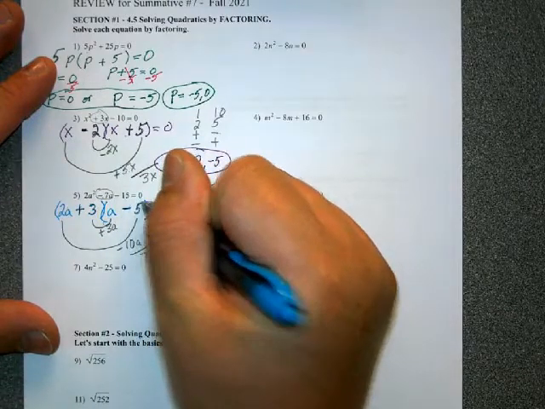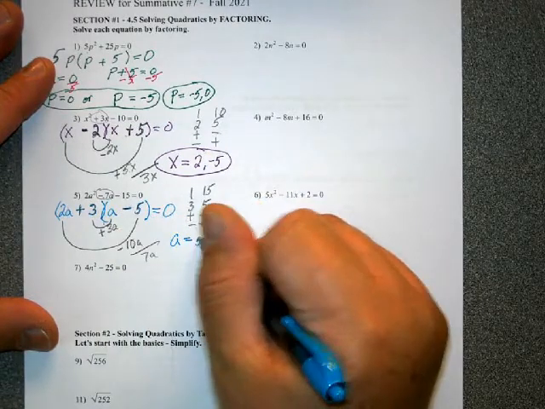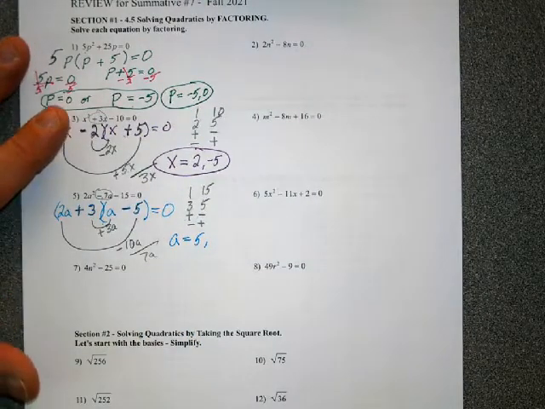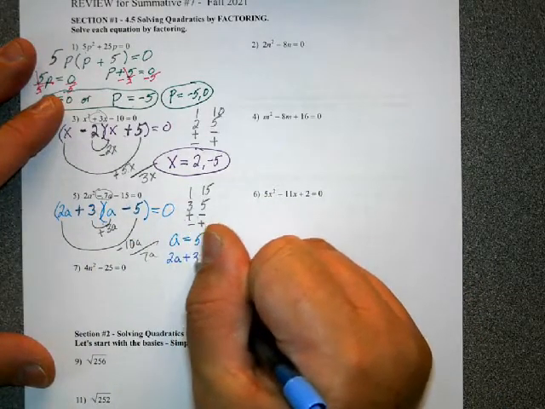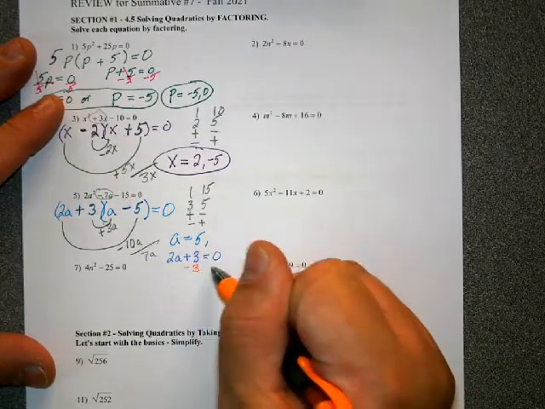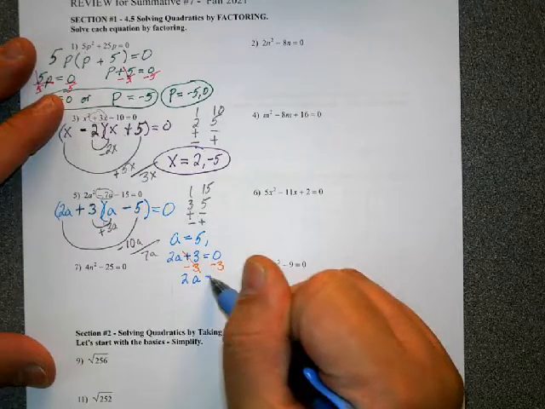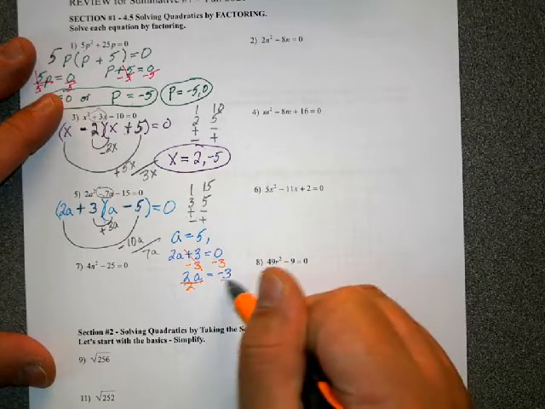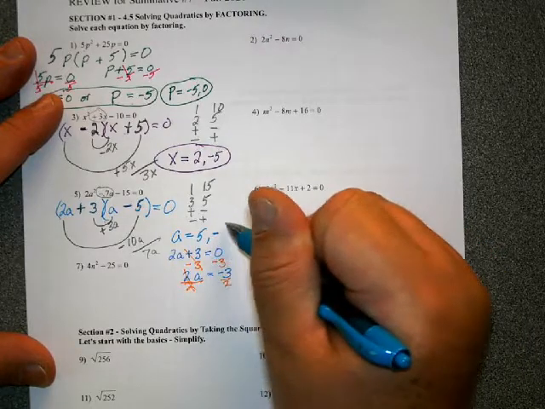Now this factor is easy, right? Here a is going to equal positive 5. I got some figuring to do on that one. So I'm going to take 2a plus 3, set that equal to 0. Going to subtract 3, subtract 3. So 2a is going to equal negative 3. And divide by 2. Divide by 2. So this a is going to equal negative 3 halves.